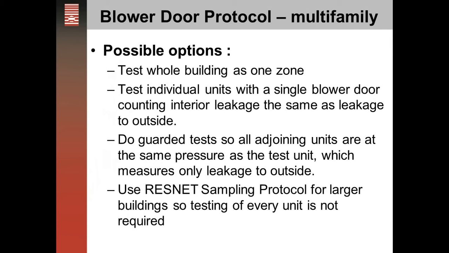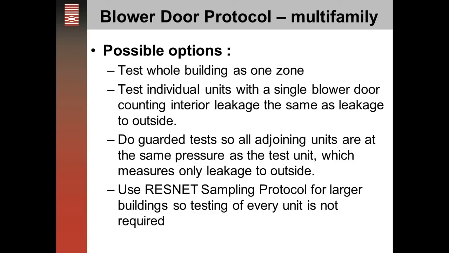So your possible options are, you could test the whole building as one zone, and then you'd only be testing leakage to the outside. You could test individual units with a single blower door, which would count the interior leakage the same as outside leakage. You can do guarded tests so that all adjoining units are at the same pressure, using multiple blower doors to keep each unit at the same pressure. So that would only measure leakage to the outside.